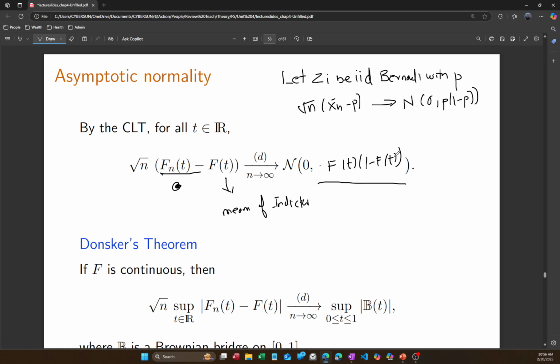So in summary, by establishing uniform convergence through the Glivenko-Cantelli theorem, we laid the groundwork for applying the central limit theorem to our analysis. We examined how F_n(t), representing an average of Bernoulli random variables, converges in distribution to a Gaussian distribution. This provides us with a powerful method to understand the behavior of large samples, ultimately resulting in a Gaussian distribution with mean 0 and variance F(t)(1 minus F(t)).